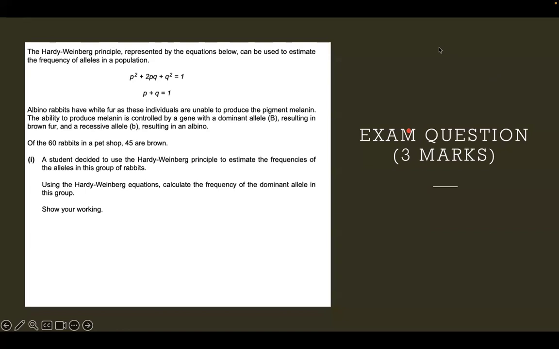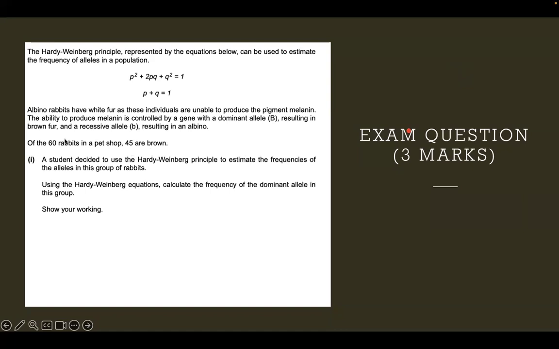And does anyone actually feel confident enough to unmute themselves and maybe explain why it's 0.5? No one feels confident enough? No worries at all. I'll explain to you now.